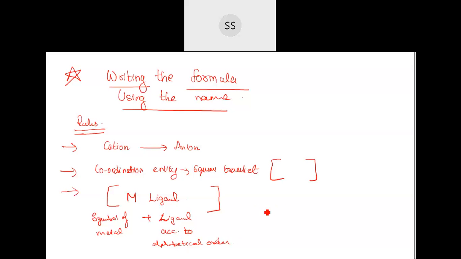And then after that, you will find the counter ion, and we have to cross the valencies. Whatever charges you get here, suppose the charge over here is positive, you will have a counter ion which will carry a negative charge. Let me take that as X, so X will carry one charge. Then you have to just cross them and write the whole complex.